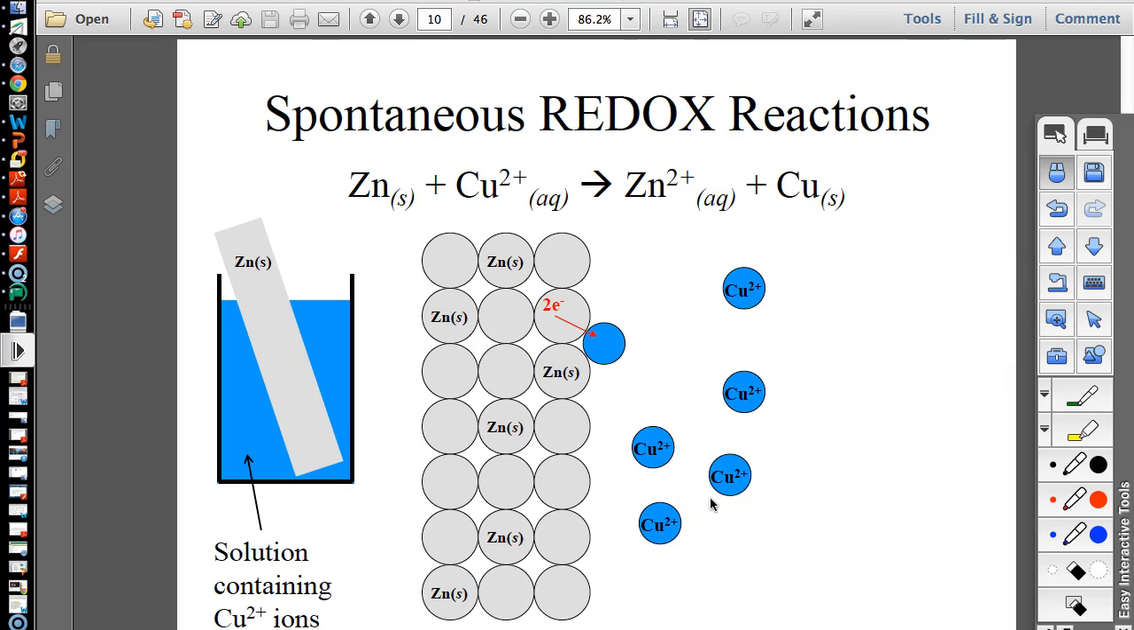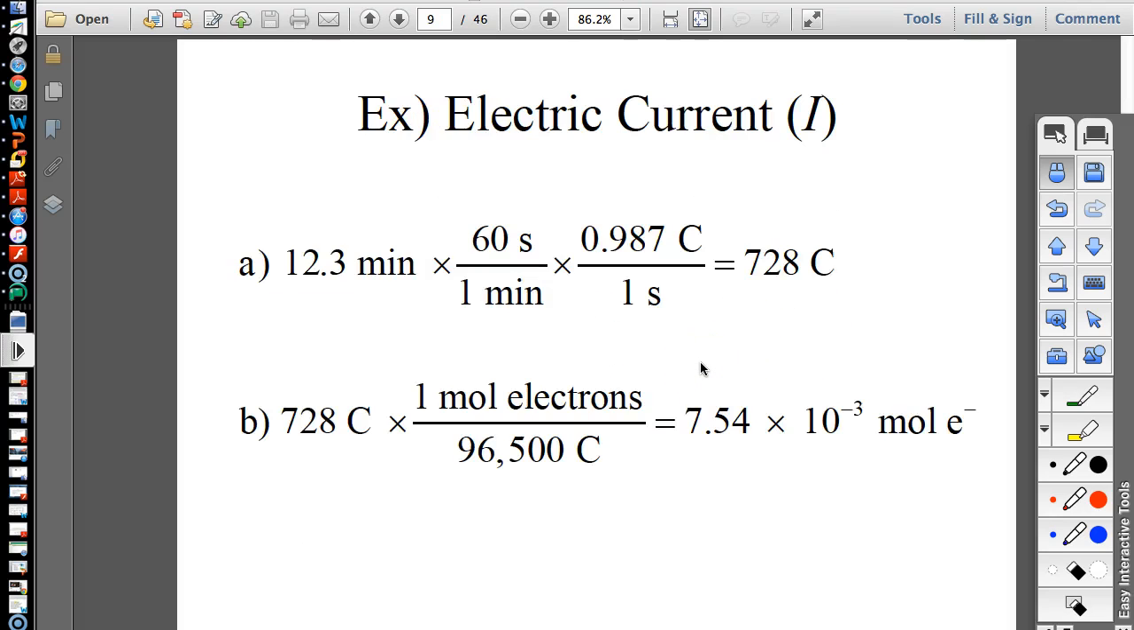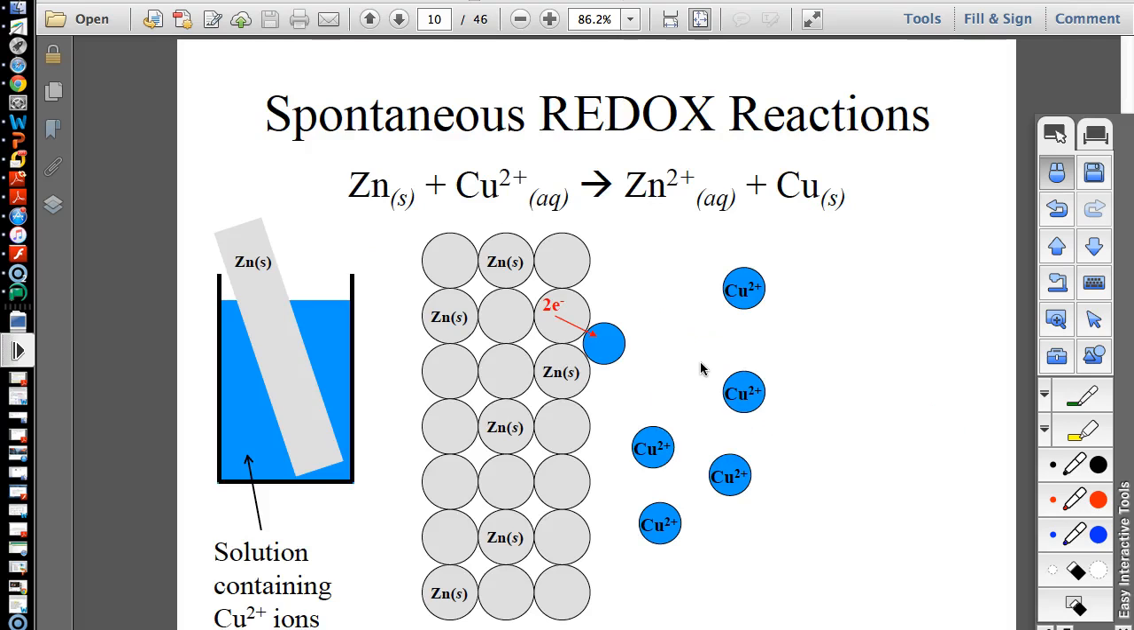I'm going to do a spontaneous redox reaction. I'll make a little Christmas tree for you. It goes in motion. Look, the two electrons pass from the zinc to the copper, and the copper gets reduced. The copper gets reduced because its charge goes down to 0.